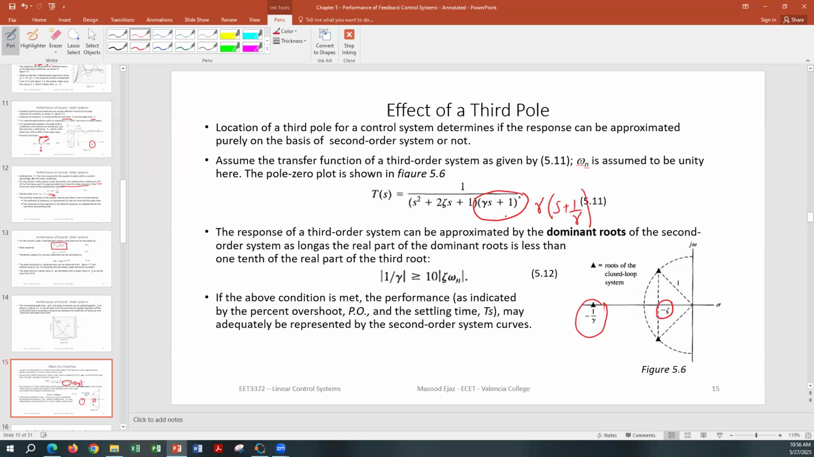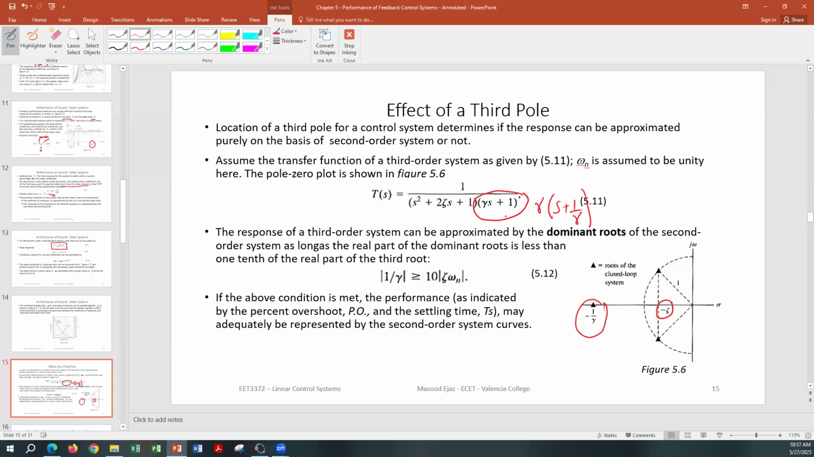So the exponential function associated with the third root is going to die down very quickly. It's not going to really affect the shape of the second order system. But as you start moving this root closer and closer to this, then definitely it is going to affect the shape of the second order system, because the difference between the two may not be that much. So when you add the exponential response associated with that third root and the second order response together, it's going to be quite different than just the response by the second order system.